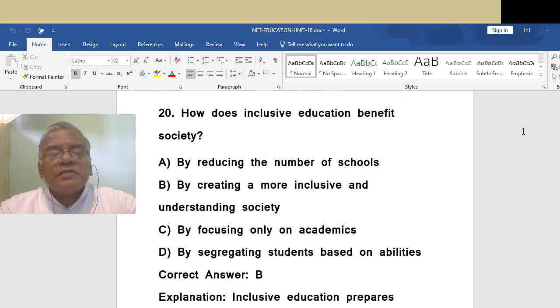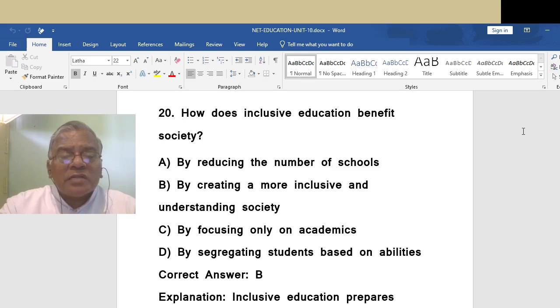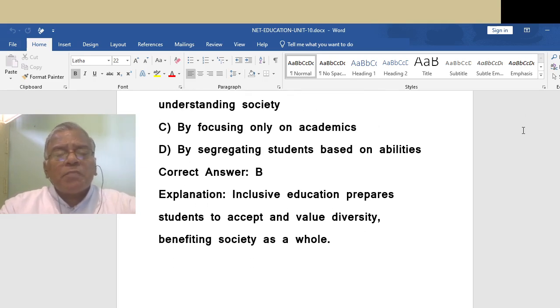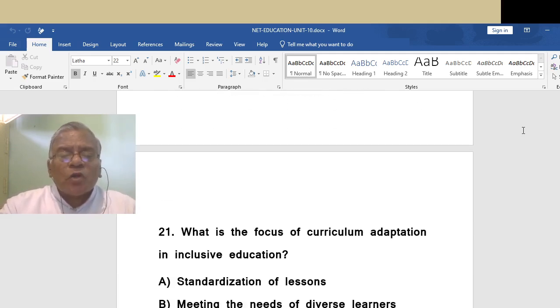How does inclusive education benefit society? By reducing the number of schools, by creating a more inclusive and understanding society, by focusing only on academics, by segregating students based on abilities. So, how does inclusive education benefit society? That is by creating a more inclusive and understanding society. Inclusive education prepares students to accept and value diversity, benefiting society as a whole.